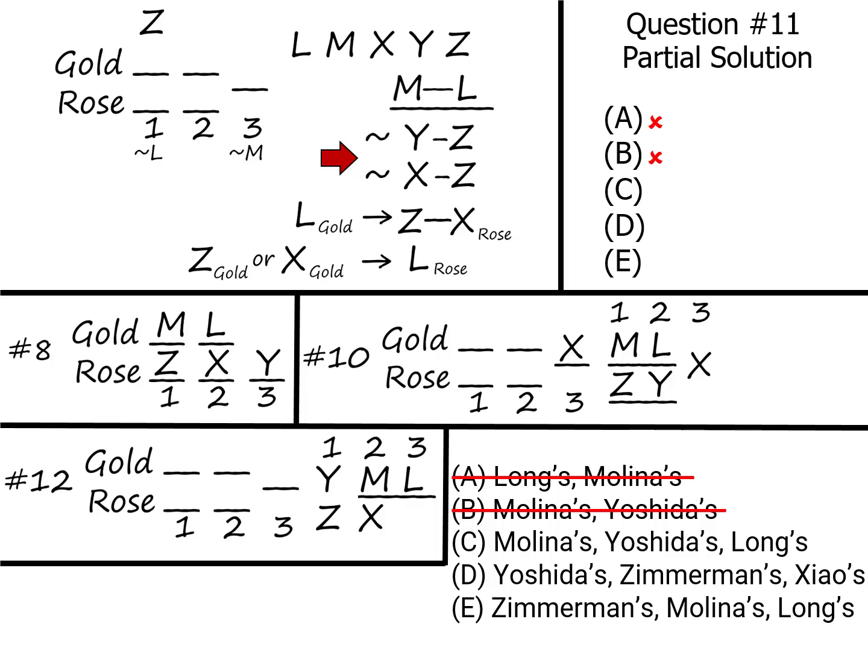Rule 2 says that Y and X can't be in front of Z, which is going to eliminate answer choice D because there's a Y in front of a Z. And then that leaves us with the third rule, the conditional rule, which is going to eliminate answer choice E because remember, these are lists of things in the gold room. And if Z is in the gold room, the contrapositive says that L has to be in the rose room, but there he is in the gold room with Z. That means the only answer choice left, answer choice C, has to be our answer.